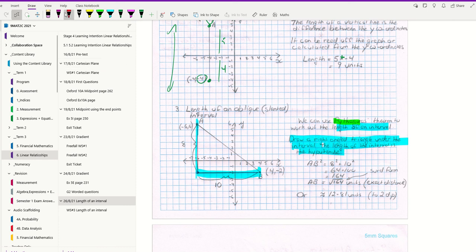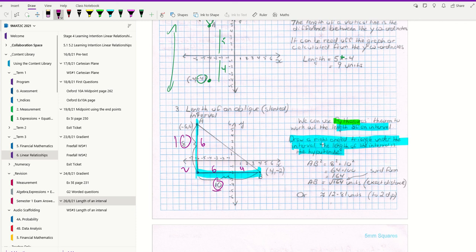So I counted up 2, and I had 6 here. So that was equal to 8. With this one over here, I had 6 and I had 4. That was equal to 10. So just like on our gradient, we've got our lengths.